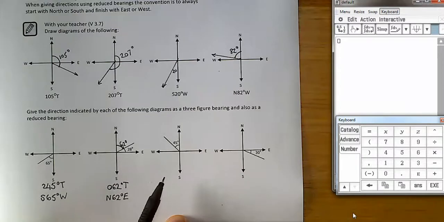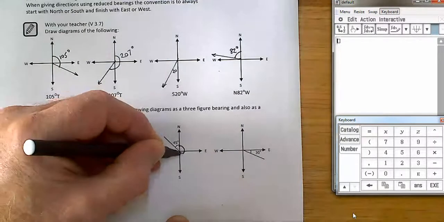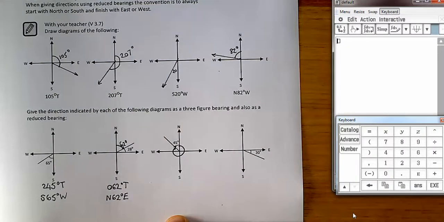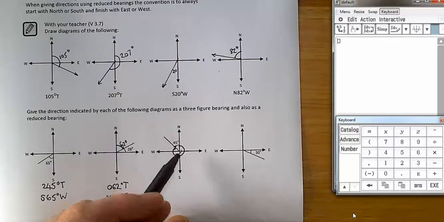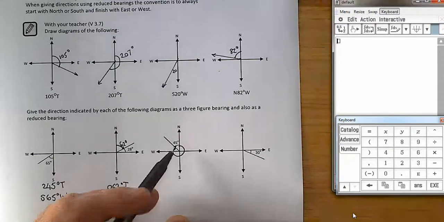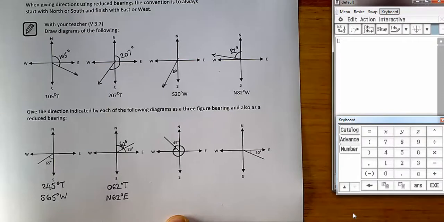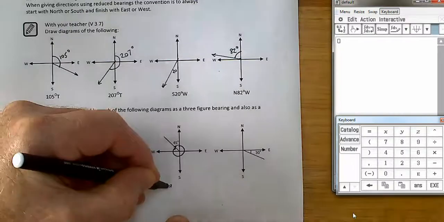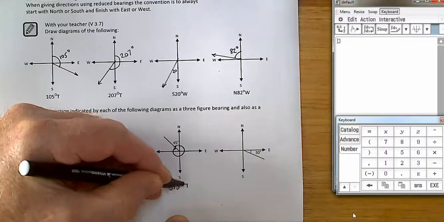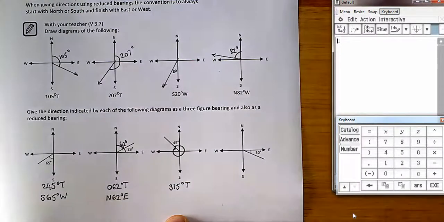Okay, let's look at the next one. Remember, for a true bearing, it's the number of clockwise degrees from north. So we've got to work out how far the rotation is all the way around there. For this one, what I'm thinking is, well, if I did a full rotation, I've done 360 degrees, but I'm going to stop 45 degrees less than that. So 360, take away 45 degrees, equals 315 degrees clockwise from north. Yes, that is right.